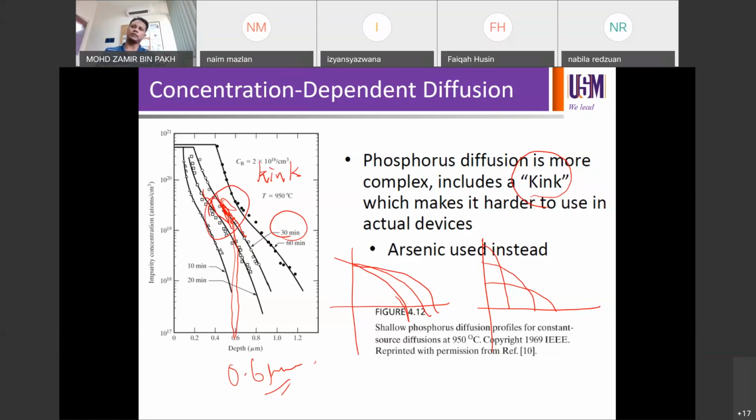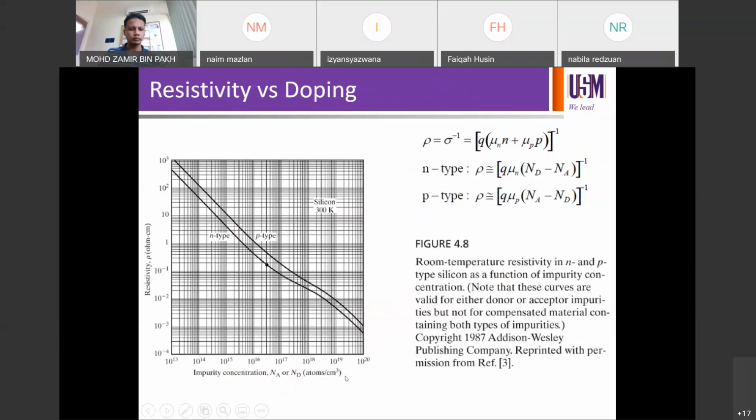Especially if you have various kinds of devices, various designs, various stacks and various dimensions, you will need to know exactly the behavior of the profile, so that you get what you designed at the design level, right? Okay, so we have learned this one last time. Resistivity versus doping. We learned it in 386 when we learned about carrier transport, I think, carrier transport phenomena.